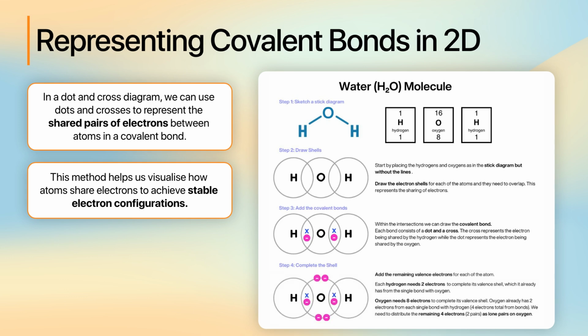Step 4. Complete the shell. We now need to add the remaining valence electrons for each of the atoms. Each hydrogen needs 2 electrons to complete its valence shell. Hydrogen already has 2 electrons from the single bond with oxygen. Oxygen needs 8 electrons to complete its valence shell. Oxygen already has 2 electrons from each single bond with hydrogen, 4 electrons total from bonds. We need to distribute the remaining 4 electrons, 2 pairs, as lone pairs on oxygen. This is our final diagram.